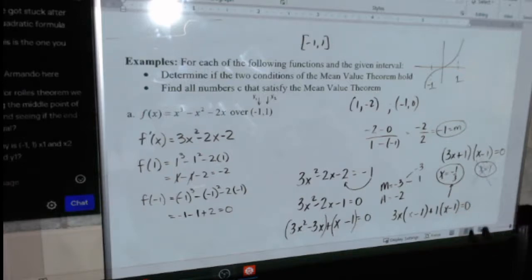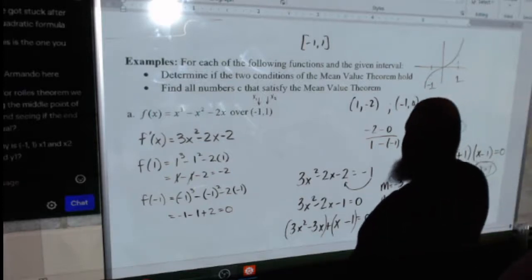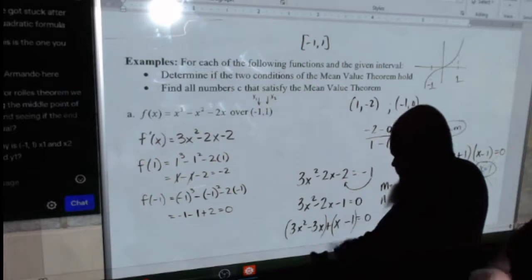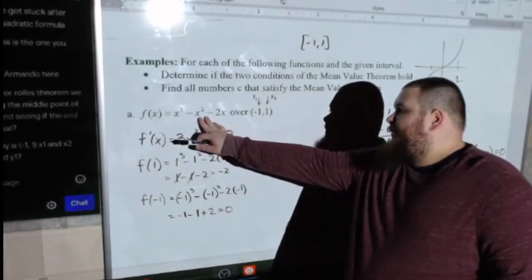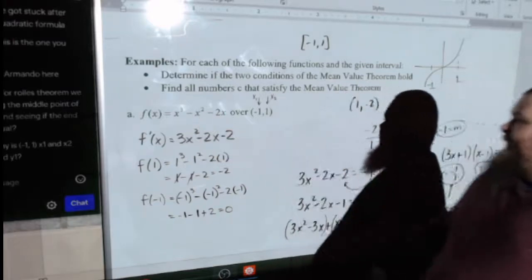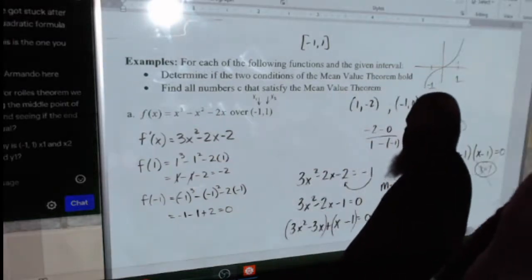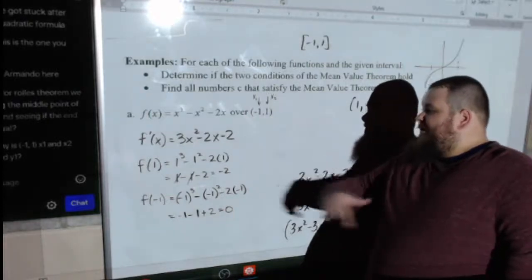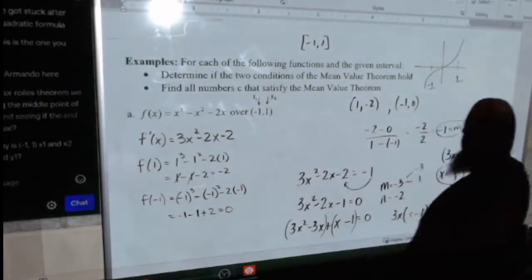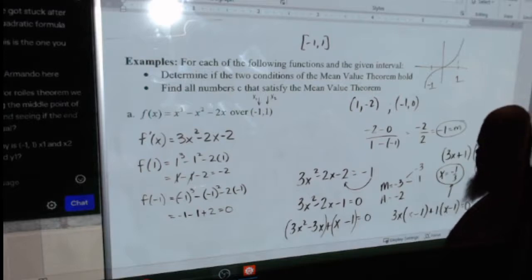So let me go back through the process really quick. We had to first prove continuous and differentiable. We did that by looking at the function. It's a polynomial. Its domain is -infinity to infinity. Our interval is only -1 to 1. That's clearly within that domain. Therefore, the function is continuous over that interval.